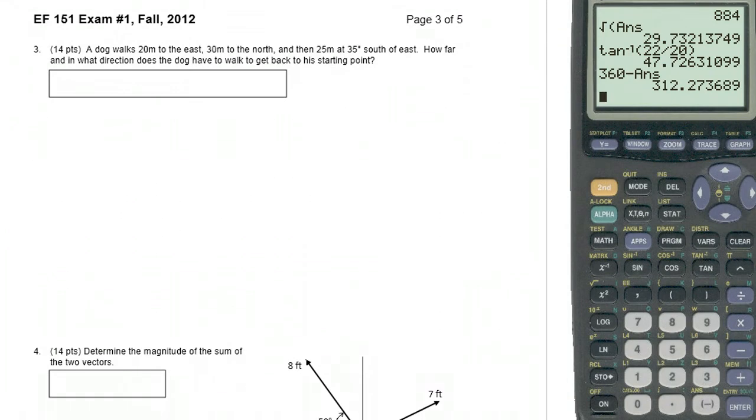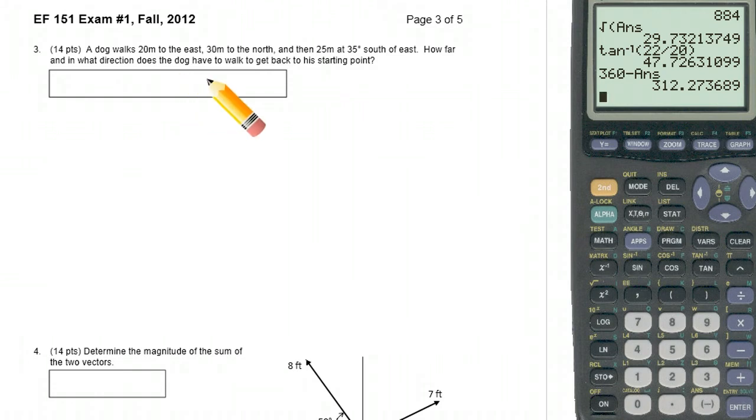Problem 3 here. We have a 14-point problem. It's a little more involved. We're given information about a dog walking east, north, and then at an angle. How far and what direction does the dog walk to get back to his starting point? So we've worked lots of these problems. Always good to draw a good picture. The key here is all these vectors have to add up to 0.